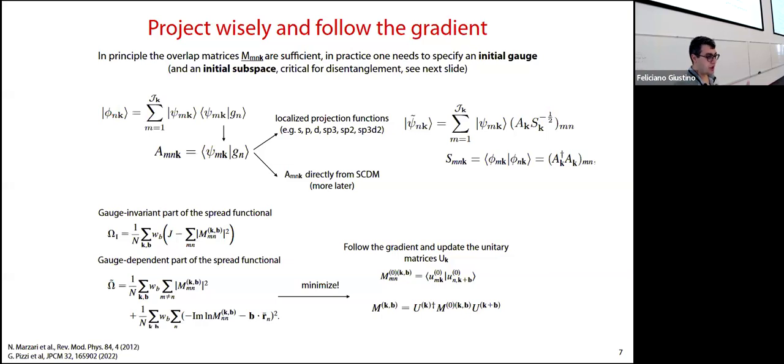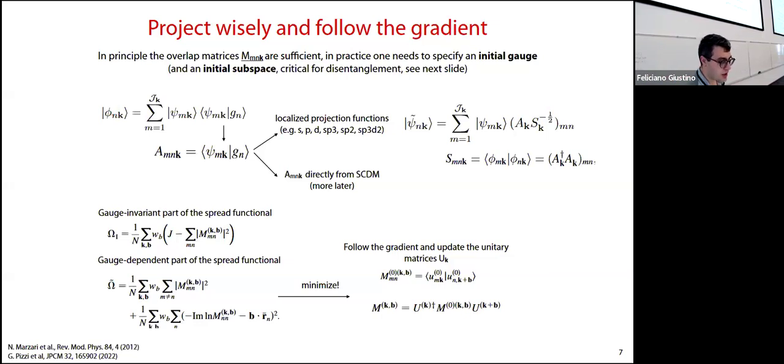What you actually need are the overlap matrices, which is again what we discussed with Nicola, but you also need this initial projection function. Nowadays, there are methods that try to calculate this initial gauge and also initial subspace without resorting to atomic orbitals and chemical intuition, but more to linear algebra concepts.